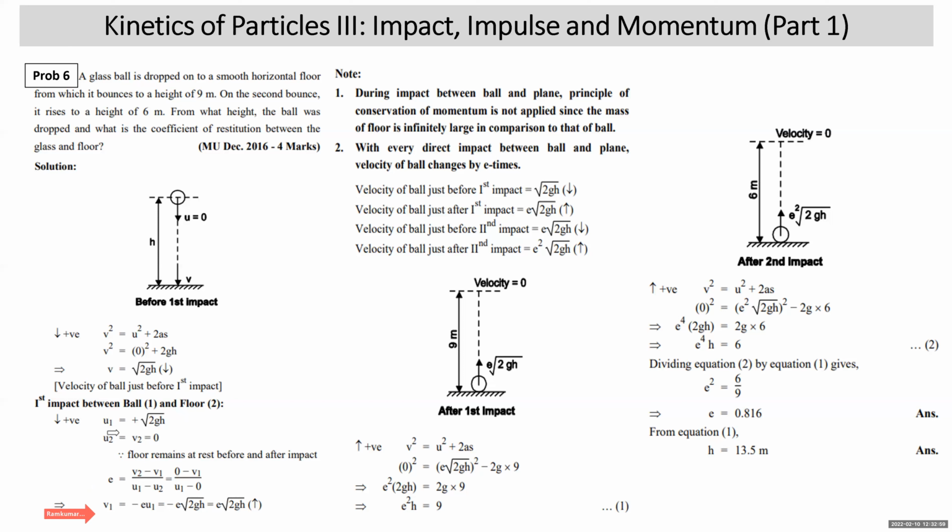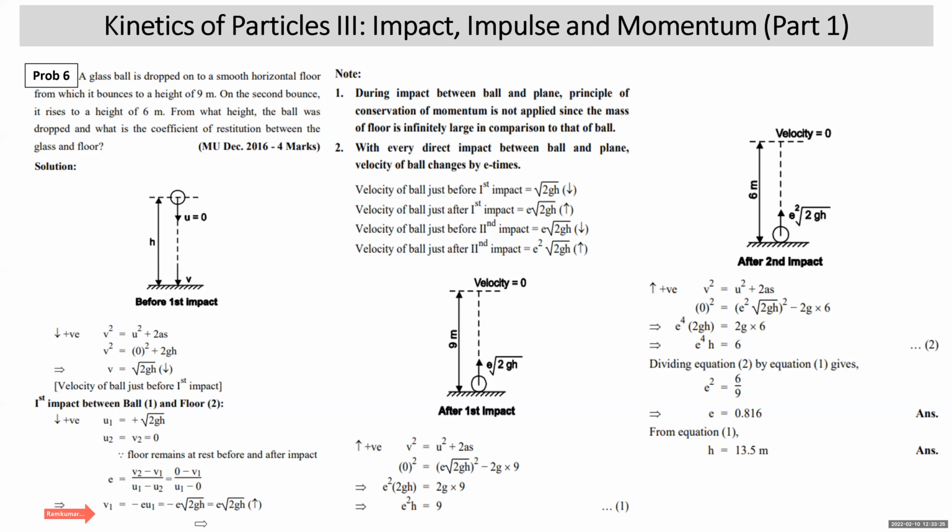So what was the velocity of the ball just before impact? In this case, the velocity of the ball just before impact was under root 2gh down. What is the velocity of the ball just after impact? e times under root 2gh upward. What does it indicate? It indicates that with every direct central impact between ball and floor, the velocity of the ball changes by e times. That means before the impact, it was under root 2gh down. After impact, it is e times under root 2gh up.